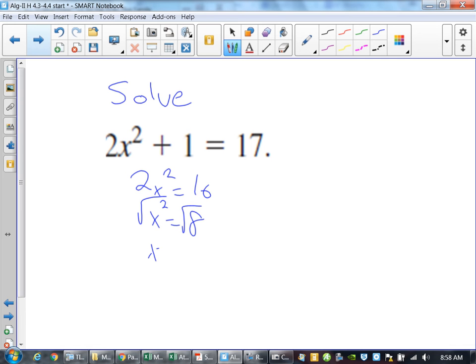Now, here's where you have to be careful. When you take a square root over an equal sign, what do you have to put? Plus minus. Plus minus.